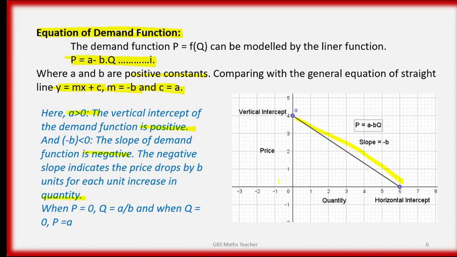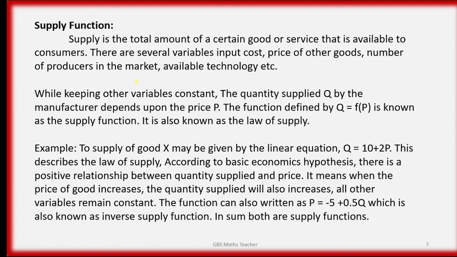So when p equals 0, if the price is 0, the quantity will be a over b. Here you will get a over b at this point, and when q equals 0, the price will be a. So in this way the equation of the demand function can be expressed.